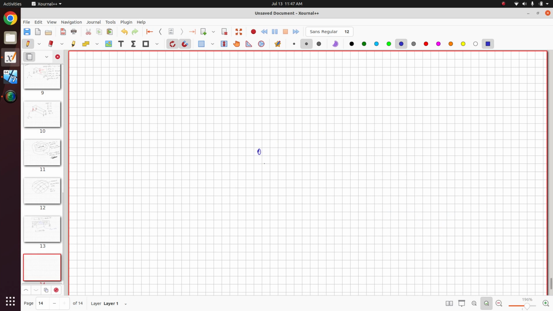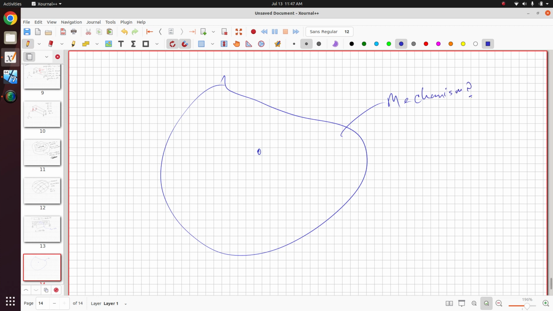So find the node, look at the surrounding mesh, and then ask yourself, why is the surrounding mesh a mechanism? What's going on here? Why are we getting a mechanism? So here, let me draw some lines for the mesh.